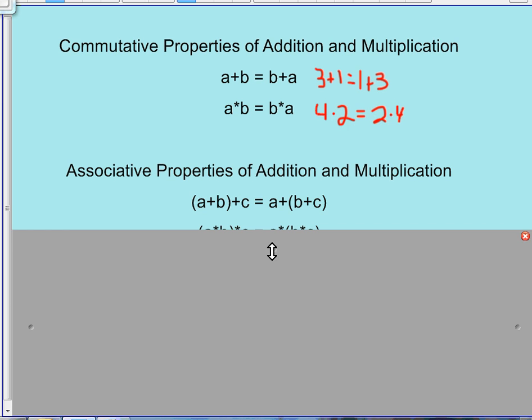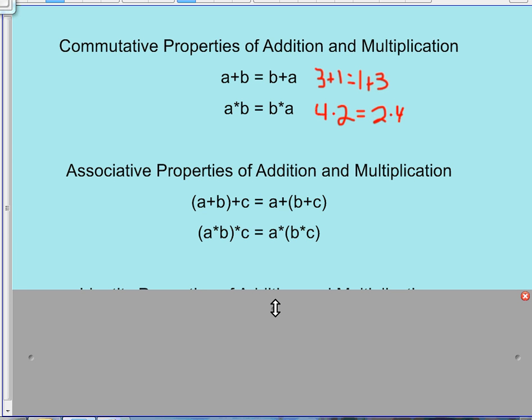The next property we have is the associative properties of addition and multiplication. The associative properties state that you can put parentheses around different sections of each equation, but they will be the same. For example, if I have 3 plus the quantity 5 plus 2, and I equal that to the quantity 3 plus 5, plus 2, the problem will stay the same.